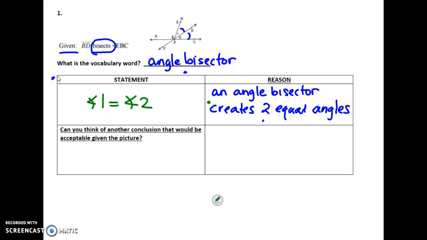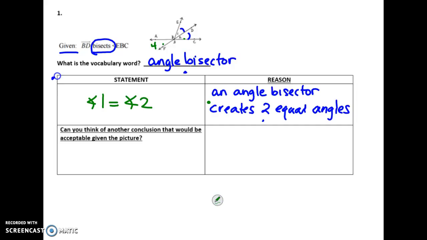So each one of the examples, you have a couple of boxes. The second or third box is, can you think of another conclusion that would be acceptable given the picture? If I look at this picture, you may notice that angle 2, which is right there, is vertical to angle 4, which is right here. There's a couple of vertical angles. I'm just trying to pick the ones that are most obvious.